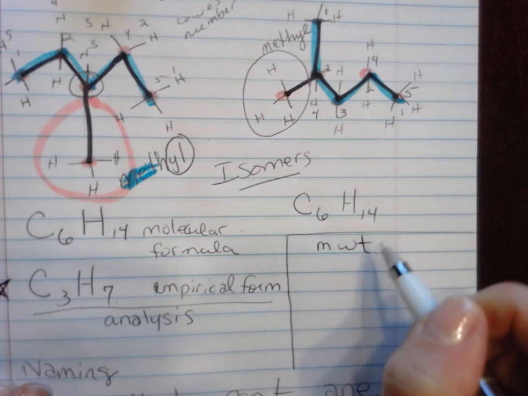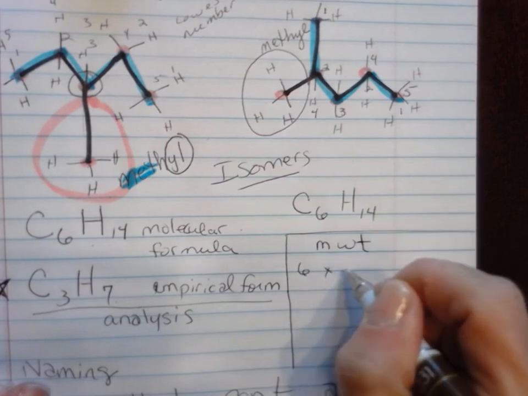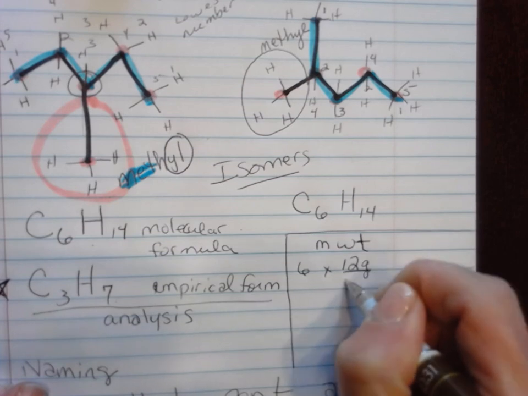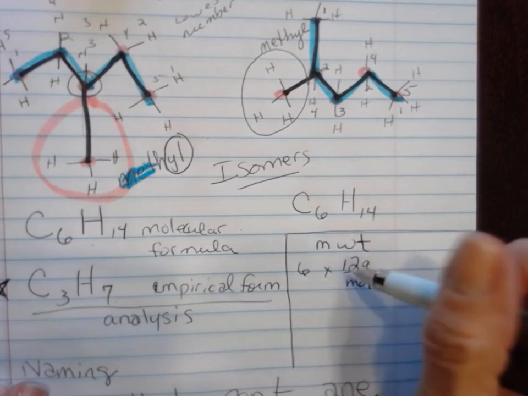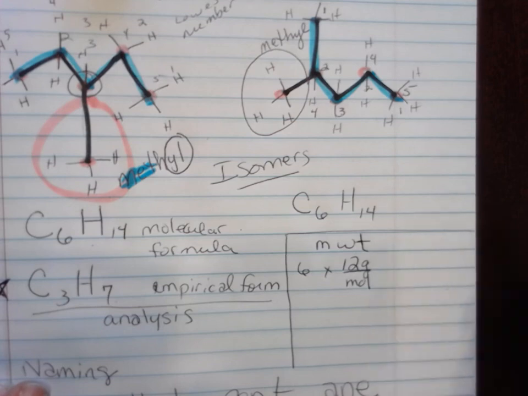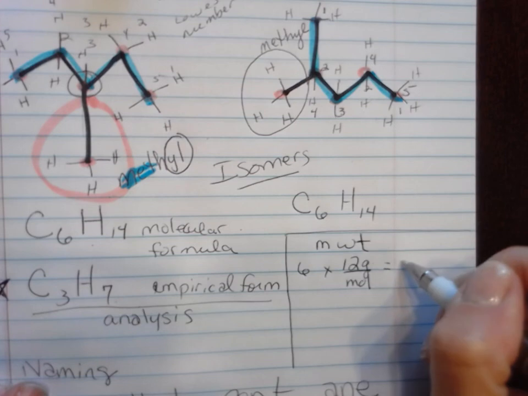You have 6 carbons, so that is 6 times 12 grams per mole. Yes, I do need to see that you're using the units in dimensional analysis. I believe 6 times 12 would be 72 grams per mole.